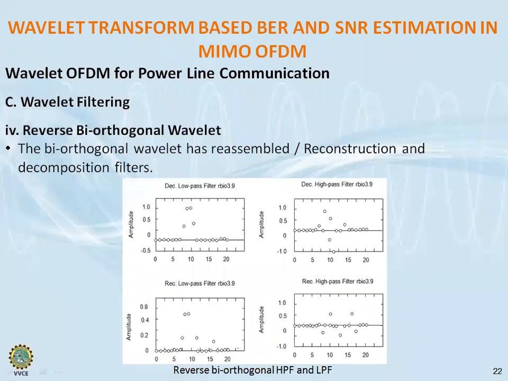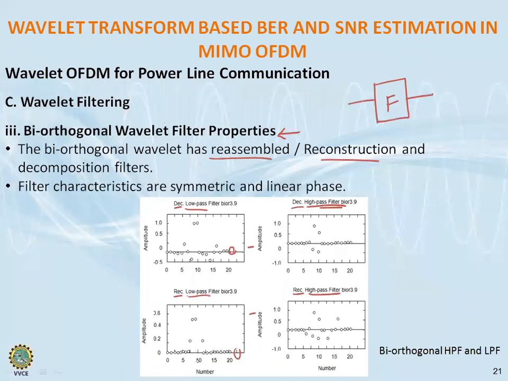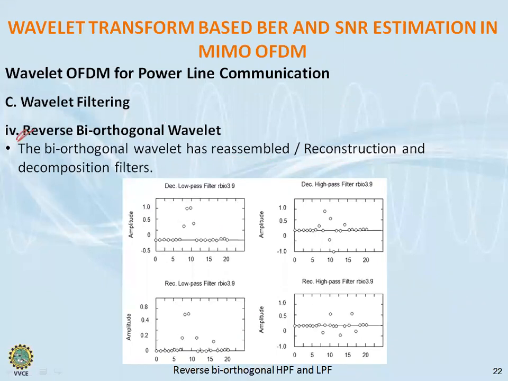So next is regarding reverse bi-orthogonal. This is the fourth method. The concept is similar to the previous one, whereas bi-orthogonal filters are used on the transmitter side, and reverse bi-orthogonal wavelets are used on the receiver side. Therefore, from these few waveforms, we can observe the following.